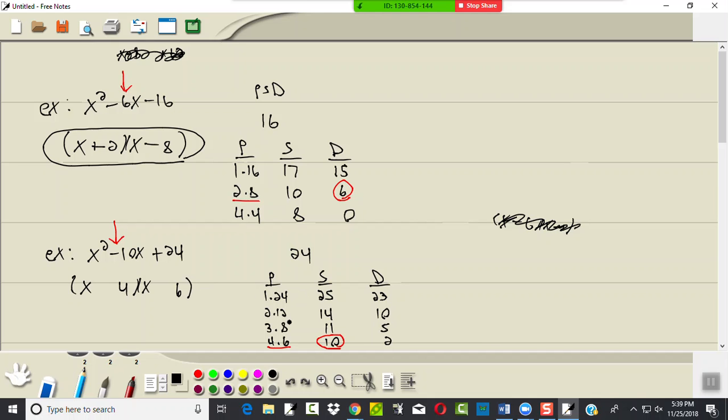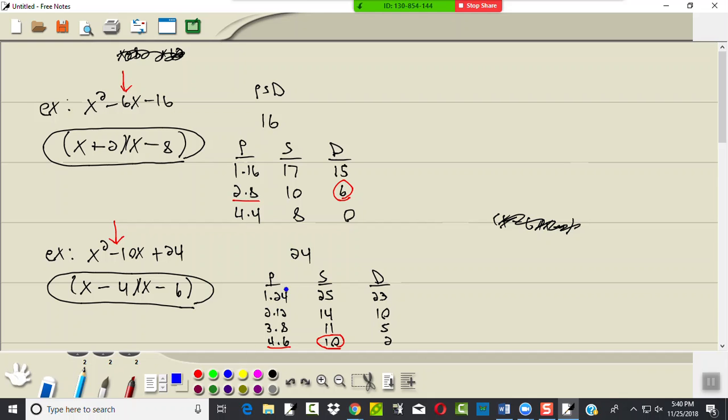Now our larger number, using 4 and 6, the larger one is a 6. It will always be the same sign as the middle term. The middle term is a negative, so that'll be a negative. The number I circled is in the S column. S for same signs, both positive, both negative. Since this one's negative, this one has to be negative. So I have x minus 4 and x minus 6. And that's our answer.